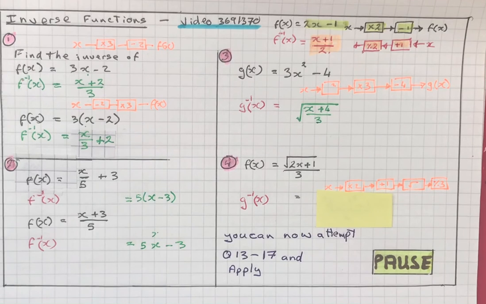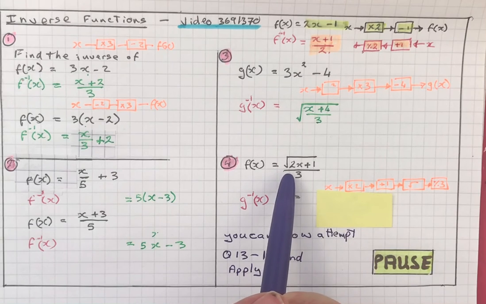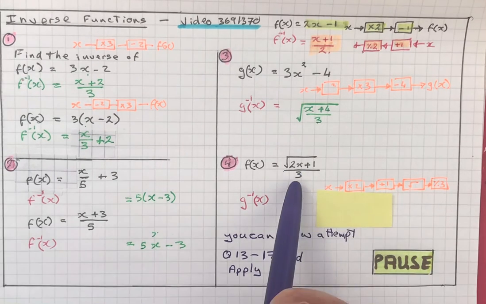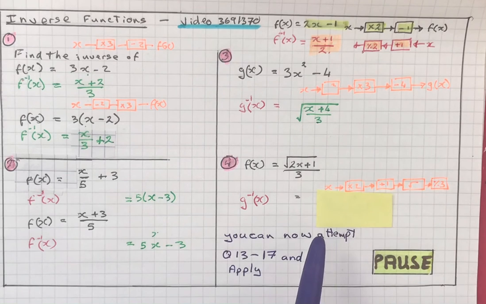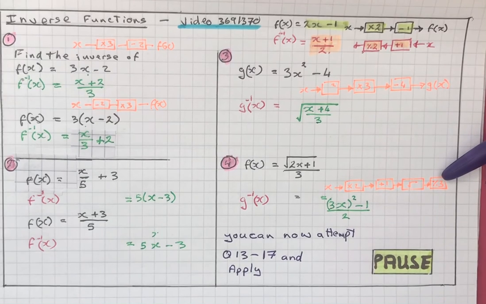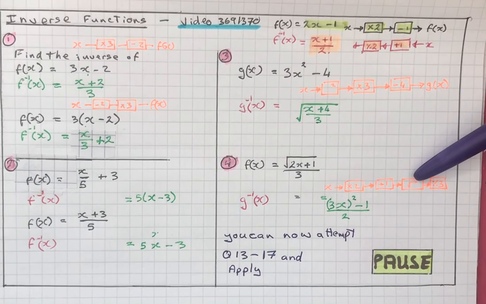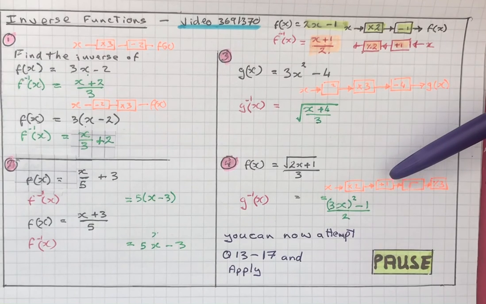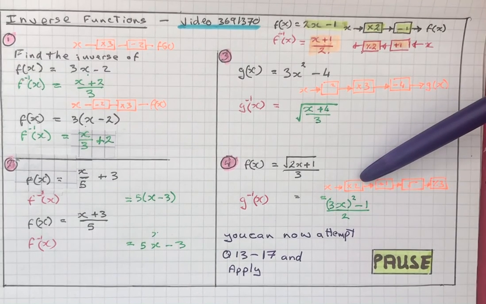Okay, last one. Can you look at question 4? If f of x is equal to the square root of 2x plus 1 divided by 3, can you find the inverse function? Press pause and have a go. 3, 2, 1. I'm hoping that this time, going backwards, we take our x, we times by 3, we square the whole thing, we take 1 from the answer, and then divide the whole thing by 2.